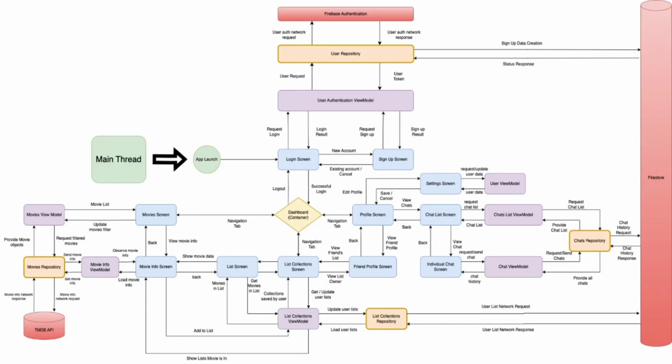Okay, so here we have the thread diagram. Just to give a little bit of an overview here, we start in the main thread. When we launch the app, it'll bring you to a login screen. Once you successfully log in, there will be a dashboard which will contain three things, which are the movies, your list of movies, and your profile. And all our data is stored in a Firestore database.